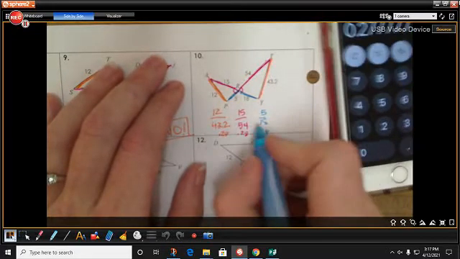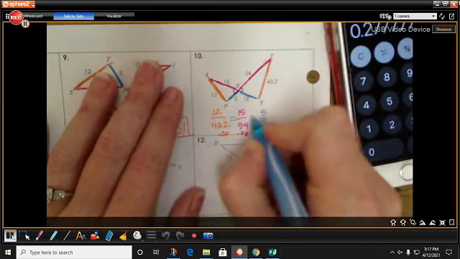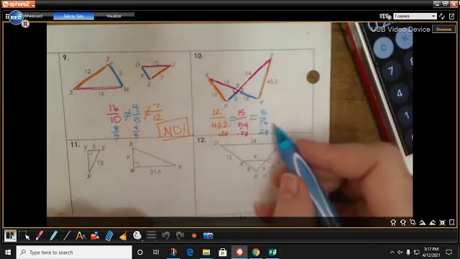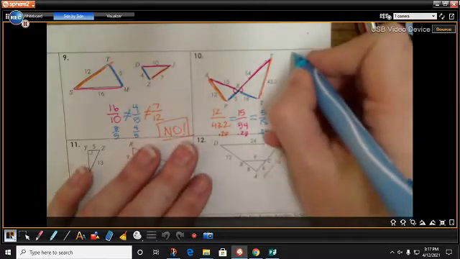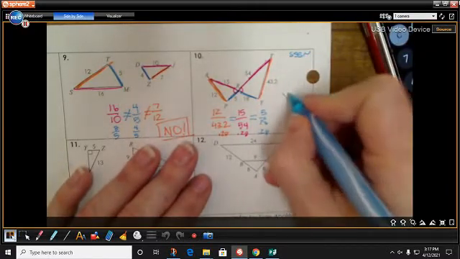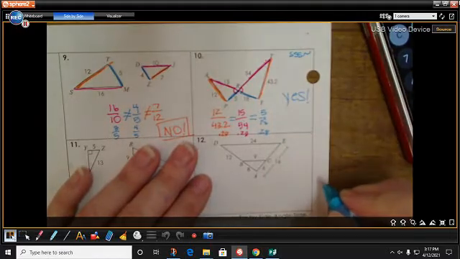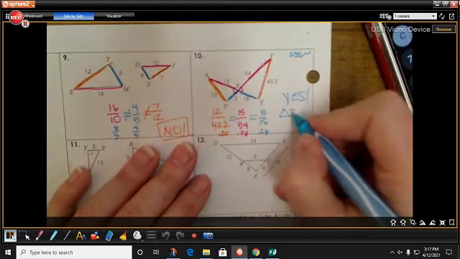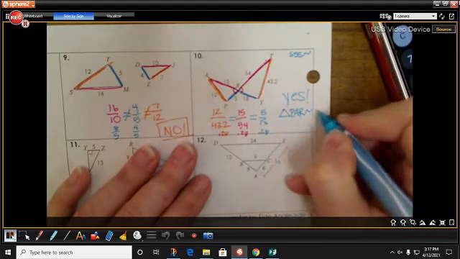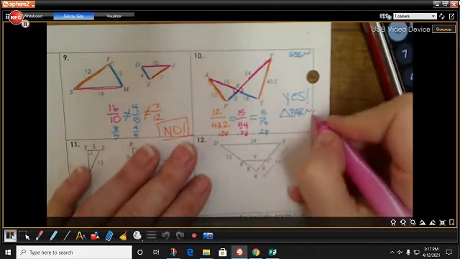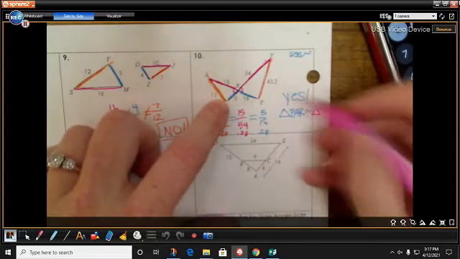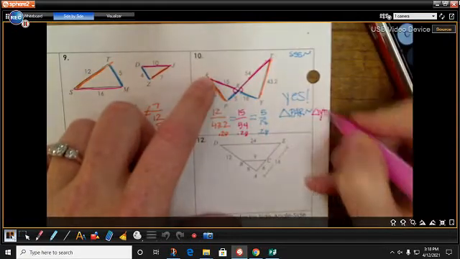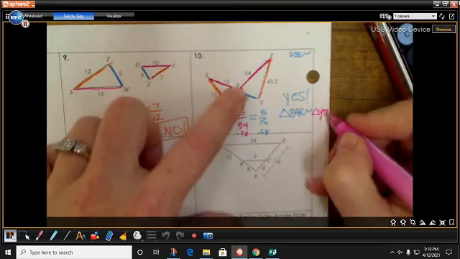So these three ratios are all equal to each other. Since they're all equal to each other, I have three sets of sides that are proportional. So I have side, side, side similarity. So yes, these are similar. And so here, PAR is my first triangle. So it will be similar to triangle, let's see, P corresponded to Y, A corresponded to T, and R corresponds to itself.